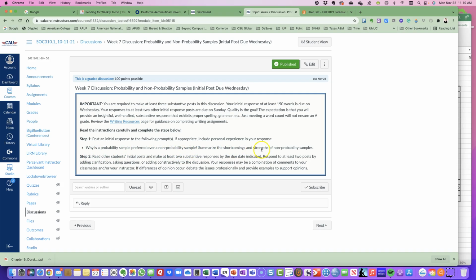And summarize the shortcomings and strengths of these non-probability samples. So that was the last sampling type that we just discussed in your PowerPoint, so that might be helpful. And remember that you have to post your initial response, and then you post at least 2 substantive responses. And again, not just merely agreeing, but also noting why you agree with the previous student's post, or adding or augmenting or forwarding our discussion in some way, shape, or form is how you can provide a substantive post.